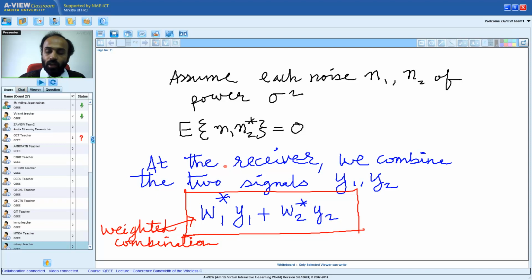Alright, so let us stop here. We have basically started with an introduction to a multiple antenna wireless communication system. In the next lecture, we are going to complete setting up this model and also analyze the performance of the multiple antenna wireless communication system, thereby illustrating the performance gains, that is, the advantage of a multiple antenna system versus a single antenna system.